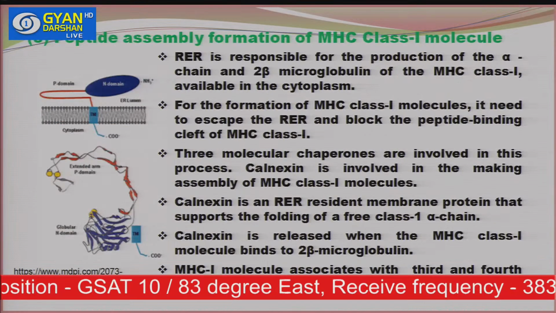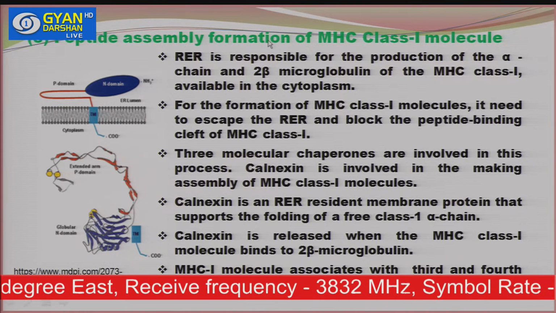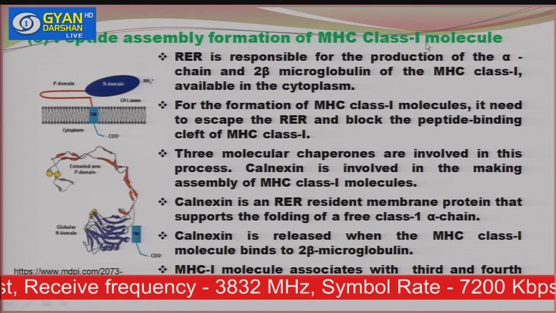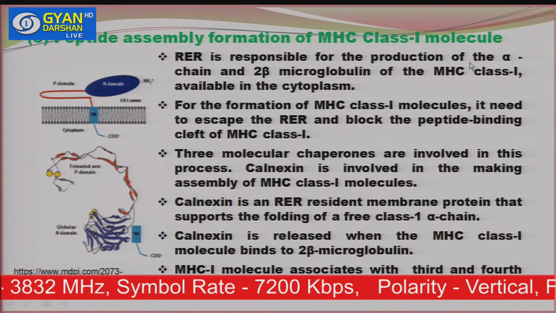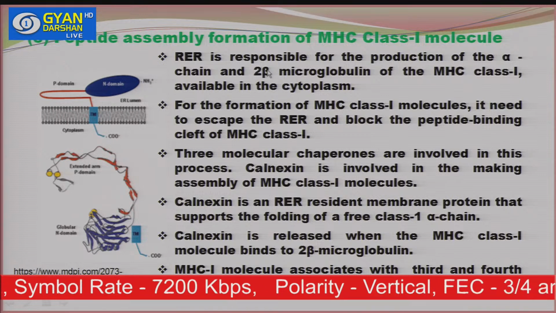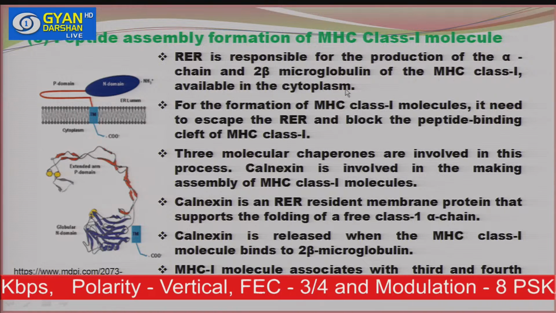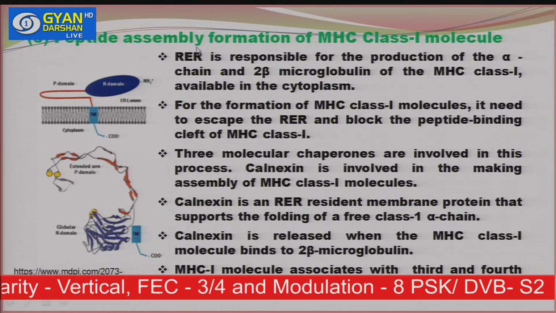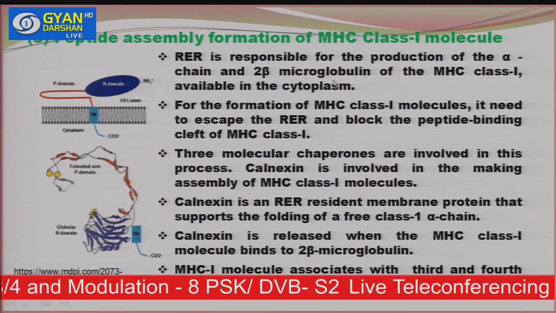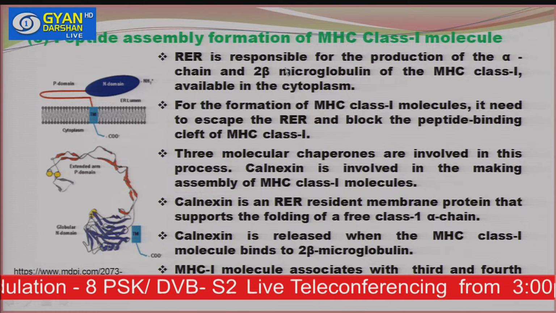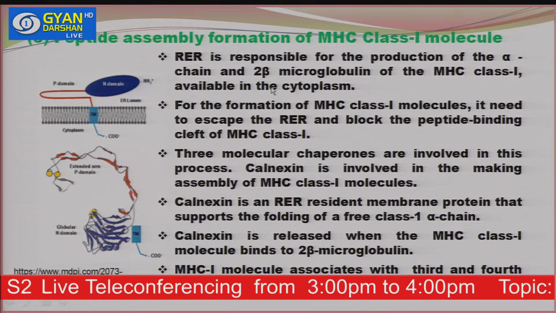The third step involved in the endogenous pathway is known as peptide assembly, the formation of the MHC class I molecule. Here the endoplasmic reticulum is responsible for production of the alpha chain and beta 2 microglobulin of MHC class I. The endoplasmic reticulum has a very important role. It produces the alpha 1, alpha 2 and alpha 3 chains and beta 2 microglobulin molecules of MHC.